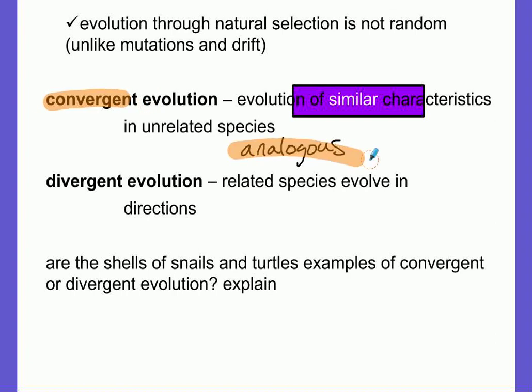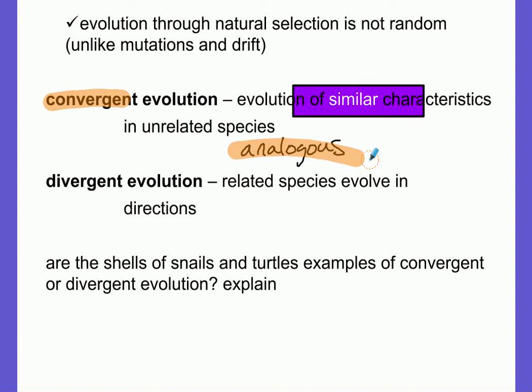is analogous. They happen to be similar, but that's because they evolved to similar conditions, and they come up with similar characteristics because of that. Bats and birds both fly, but that does not mean that they're related. That's an example of convergent evolution. They end up with similar traits, but that does not necessarily mean that they're related.